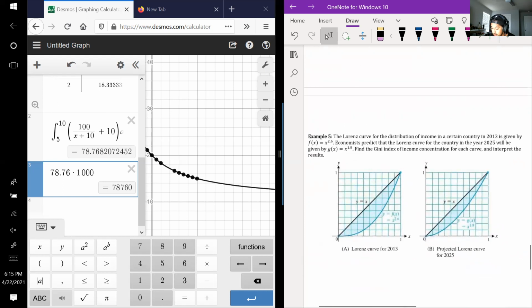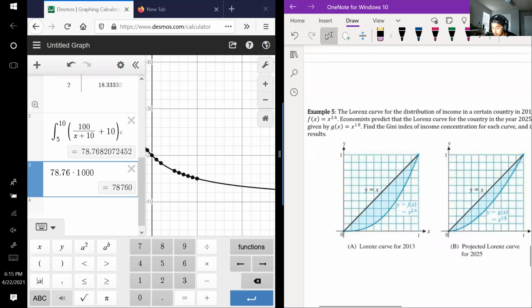Okay, 5. The Lorenz curve for the distribution of income in a certain country in 2013 is given by f of x equals x to the 2.6. Economists predict that the Lorenz curve for the country in the year 2025 will be given by g of x equals x to the 1.8. Find the Gini index for both years. So let's go ahead and find the Gini index for 2013, find the Gini index for 2025, and interpret the results. All right.